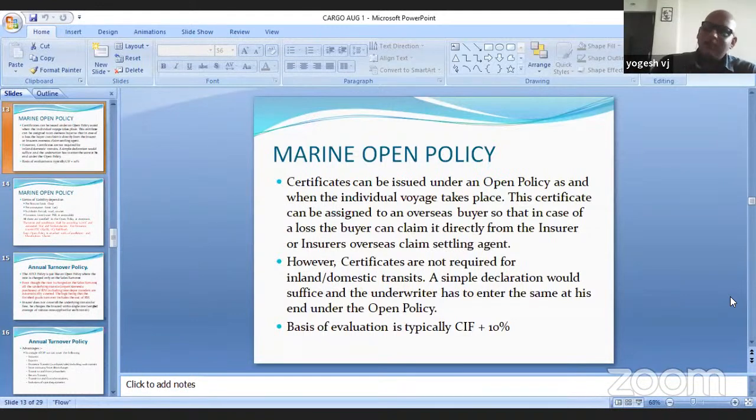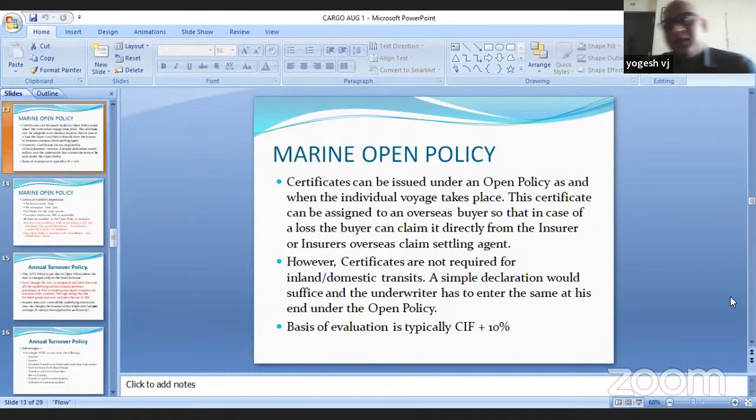A certificate can be issued under an open policy, provided the voyage is taking place. It is an import trade or export trade. If it is an inland trade, we can issue a certificate, but it is not required. We can issue a simple declaration. Certificates can be issued under an open policy as and when the individual voyage takes place. This certificate can be assigned to an overseas buyer, so that in case of a loss, the buyer can claim it from the insurer, or insurer's overseas claims handling agent.